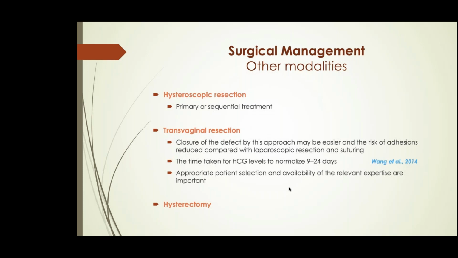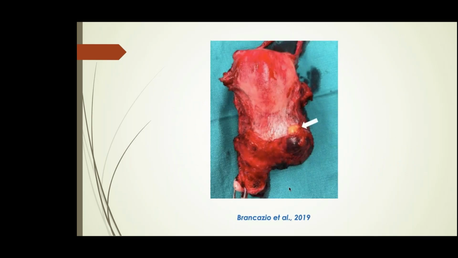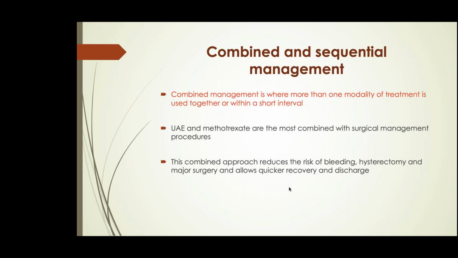Okay. This is the hysterectomy specimen, and the cesarean section scar pregnancy is quite clear as well. So hysterectomy is one of the treatment modalities and options for this problem. So we talked about expectant management, medical and surgical, the different ones, and there's a combined or sequential management. An example of the combined is uterine artery embolization and methotrexate.